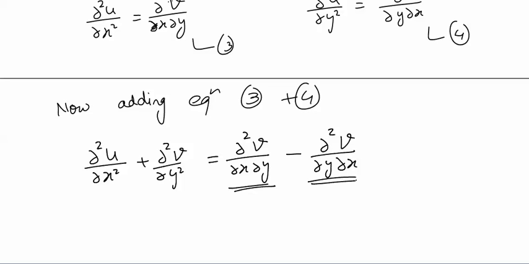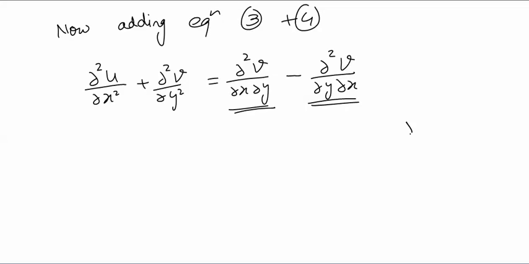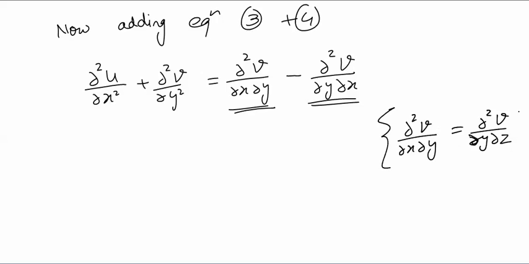Can I say this and this are the same thing? Yes, it does not make any difference, right? We already know that for a multivalued function this will not make a difference. For example, ∂²v/∂x∂y is equal to ∂²v/∂y∂x, right? So this will not make any difference.